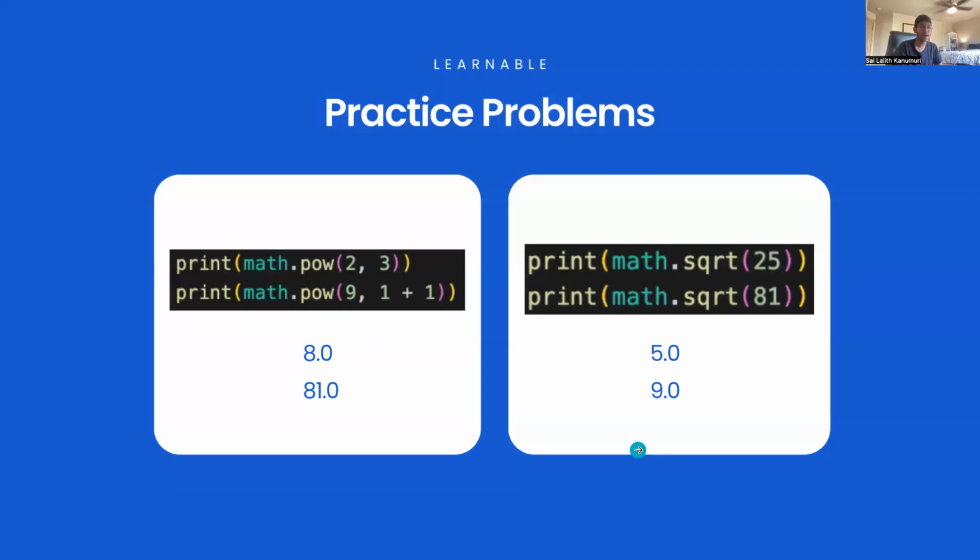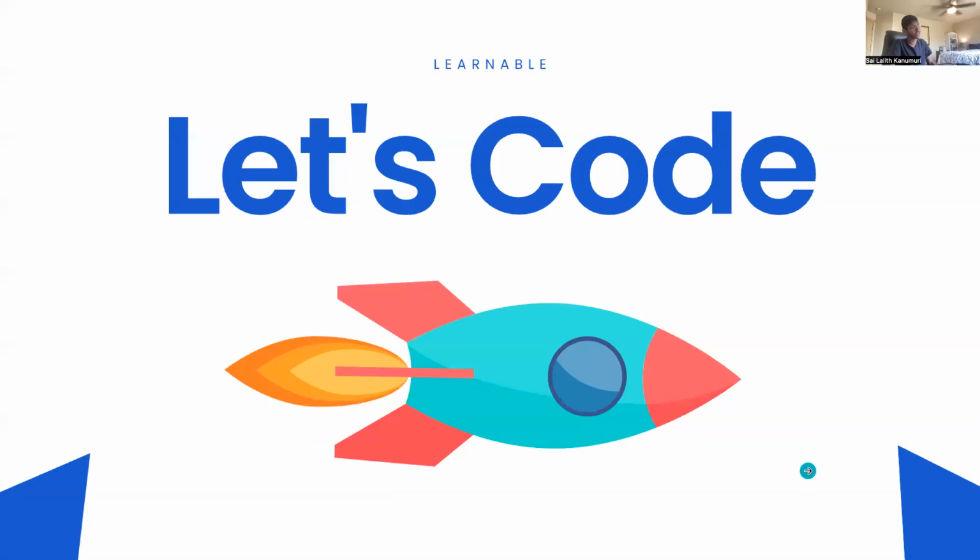Again, if you don't know the math, you can just look it up online, or it's not even that necessary, as you can just ask the computer to do it. So for the assignments, just use this. Then again, we have the math.sqrt of 25, the square root of 25 is 5, and the square root of 81 is 9. Okay, so let's code.